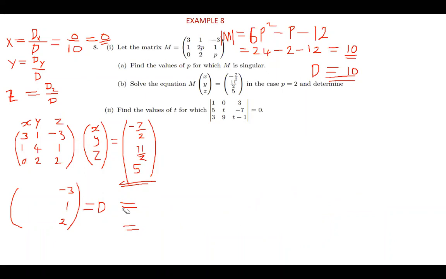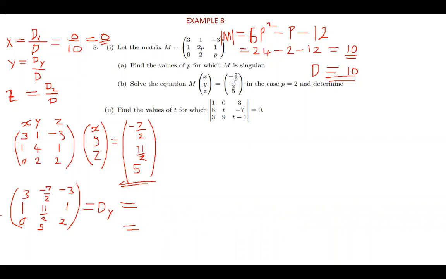All right, so let us find dy. To find dy, we're going to put our solutions now in this column, which is going to be negative 7 over 2. And then we have 11 over 2 there, and then we have a 5 down there. And then in this first column there, you have your 3, 1, 0. You write them like that.